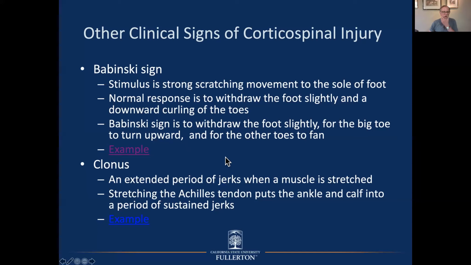All right, now we're going to look at clonus, which is an extended period of jerks that occurs when a muscle is stretched. Stretching of the Achilles tendon puts the ankle and calf into a period of sustained jerks. That's called clonus. And here is an example. And these are, again, both of them signs of upper motor neuron injury.